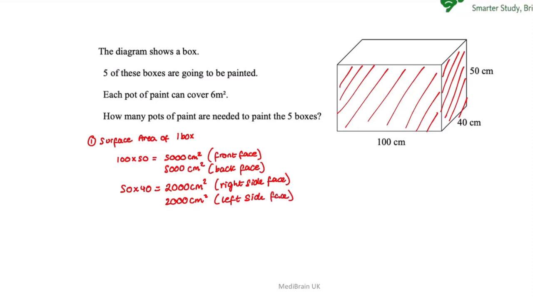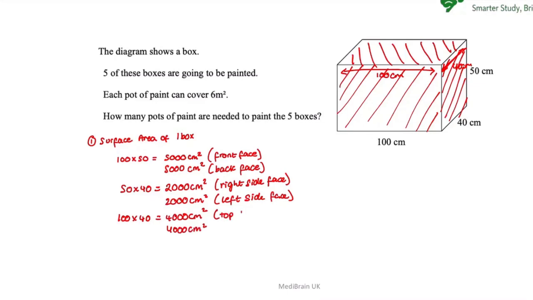Okay, and then we need to work out the top and the bottom. The top is this face over here, and that's going to be the same as the bottom. We know that this distance is 100 centimeters, and this distance is 40 centimeters. So it's going to be 100 times 40, and that's going to give you 4,000. It's going to be the same for the top and the bottom: 4,000 centimeters squared for the bottom. So this is the top face, and this is the bottom.